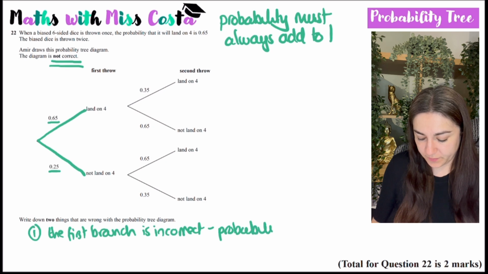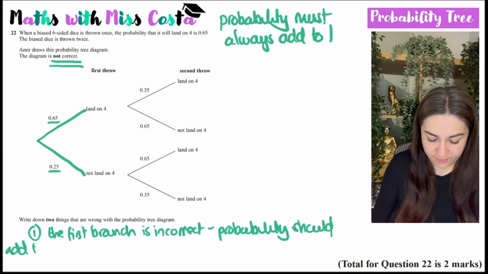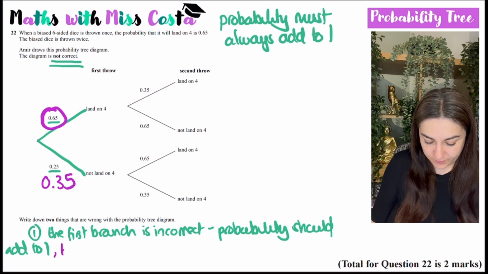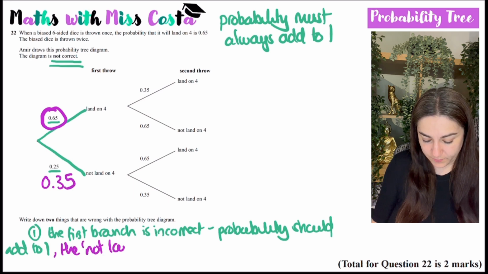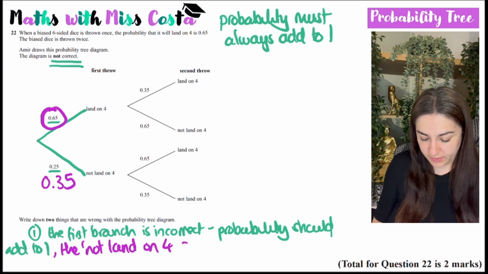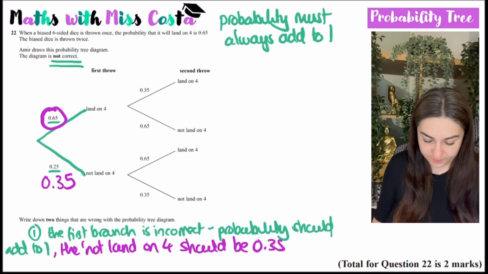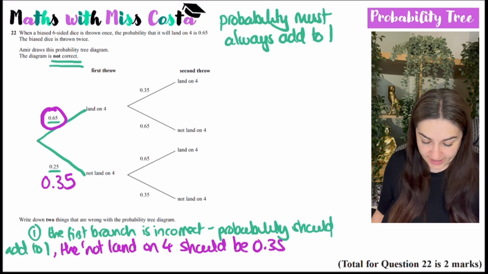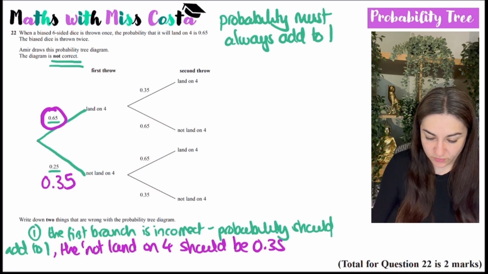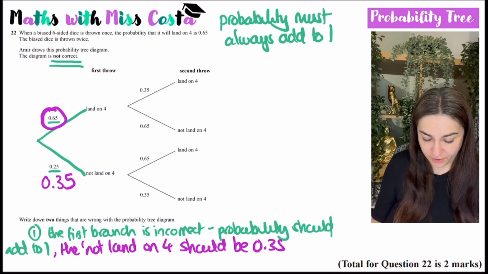Probability should add to 1. So therefore, if I know that this is definitely correct, this is going to need to be 0.35. The not land on 4 should be 0.35.